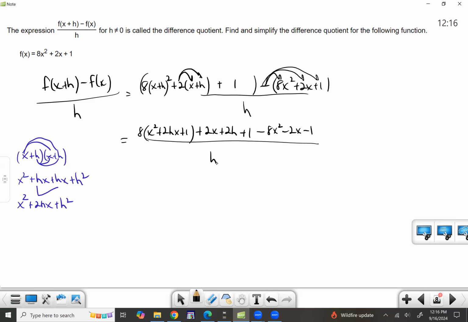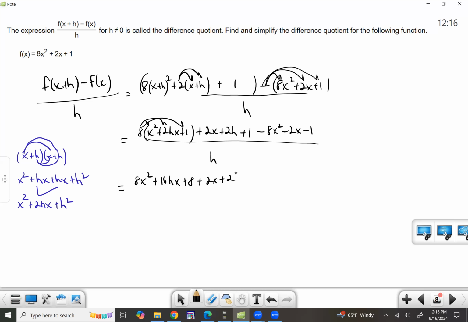Now, before we embark on this, in this class, I'm not guaranteeing this in calculus, but with what I'm going to give you, the h in the denominator should always cancel. And I say that's probably true of most college algebra classes, that the h in the denominator should always cancel. All right, so let's distribute this 8 to those 3 numbers. So 8x squared, 8 times 2 is 16hx, and 8 times 1 is 8.